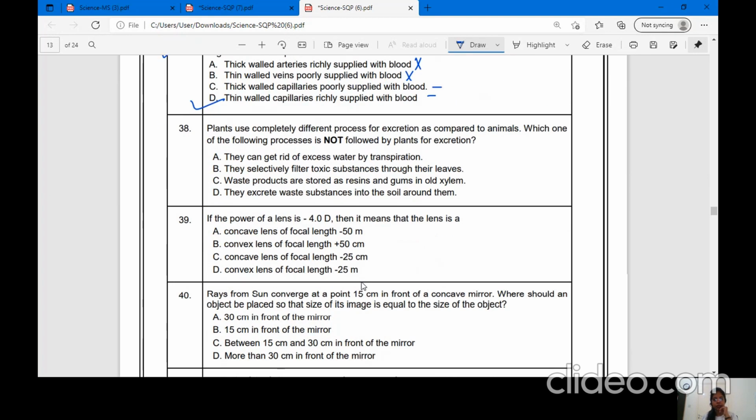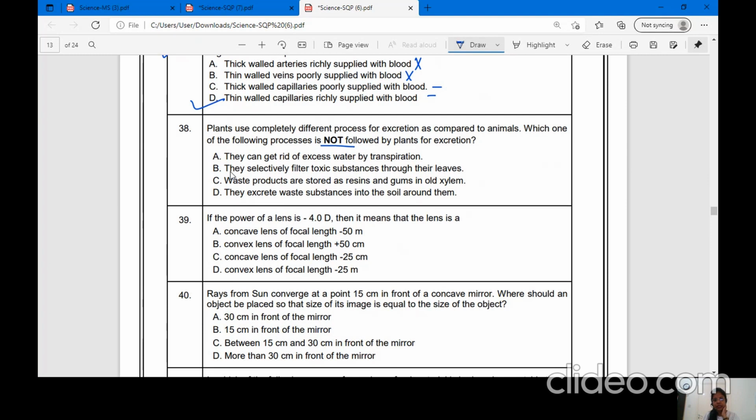Now come to question number 38. Plants use completely different process for excretion as compared to animals. Plants actually don't have any excretory system. We have urinary system, kidneys, ureter, urinary bladder, so much complicated system we have for excretion. But plants, they don't have. Which one of the following process is not followed by plants for excretion? Okay, we have to find out not.